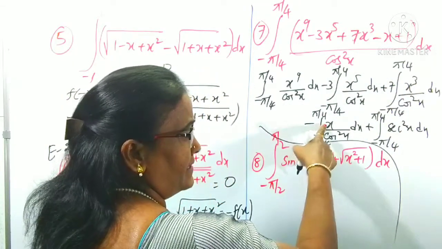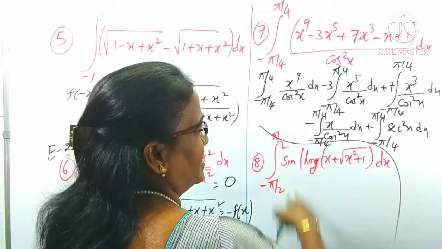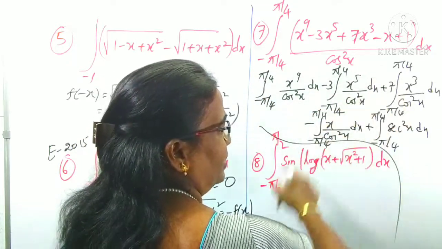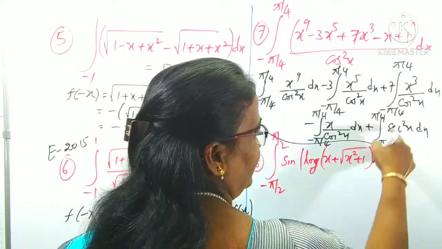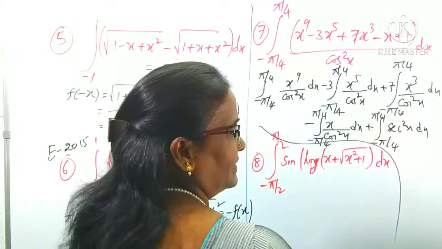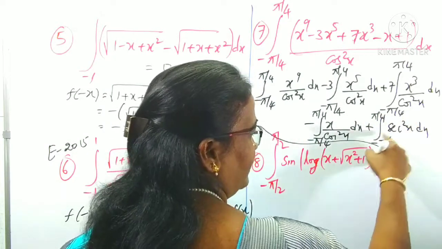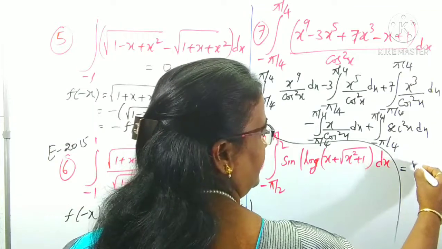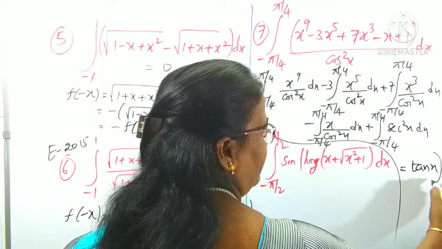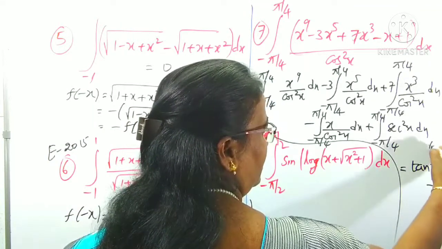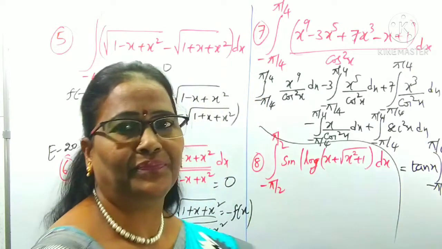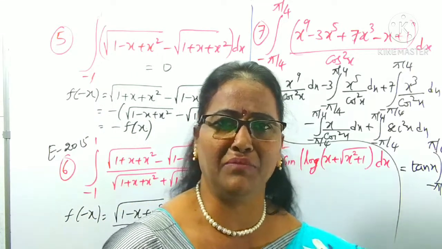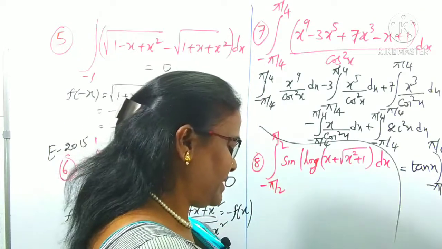See, already here x is there. This is also minus f(x). Means the first 4 terms will be zeros. What is left over? Only this part is left over. What is this? Integral of x square x, that is sec squared x, so tan x, with limits from minus pi by 4 to plus pi by 4.